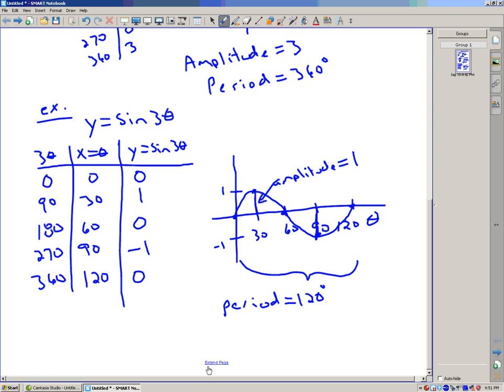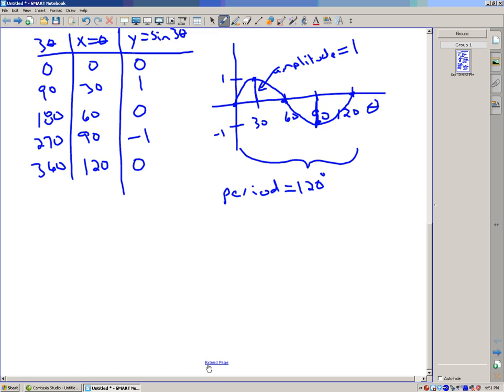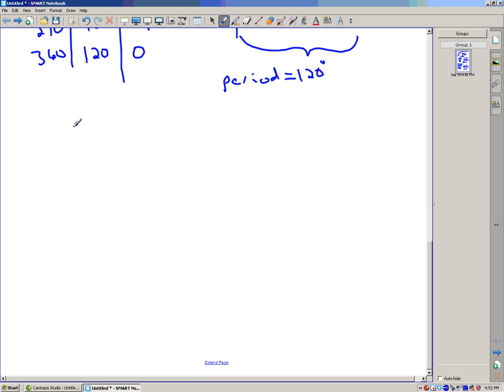Okay, so let's do another example. Let's do cosine of 2x, and I'm going to call it x instead of theta. And anytime you see that, we're going to be using radians instead. Okay, so I'm going to have x, and then I'm going to have just x equals theta. I'm just going to call it x, and then I'm going to have cosine of 2x.